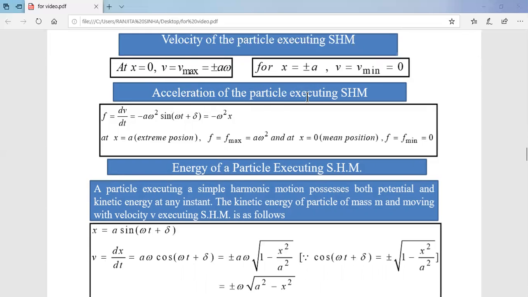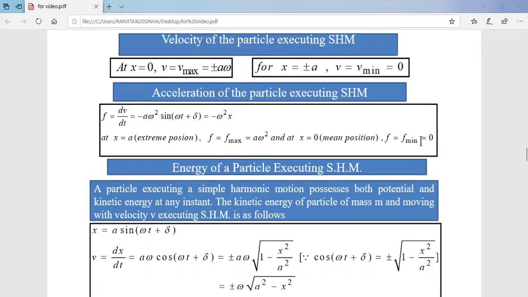Now what is the acceleration of the particle executing SHM? Now f equal to what? dv by dt, we know. dv by dt is the velocity's derivative. Now we are just differentiating it again. This one v we know, so dv by dt we are finding out. So we are getting this one. Ultimately putting the value of sin (omega t plus delta) again from here, we are getting minus omega square x. Now we will find out the value at extreme position, what will be the acceleration, and at equilibrium position or mean position, what will be the acceleration. So we have the expression f equal to minus omega square x. If we put x equal to 0, then the acceleration is 0.